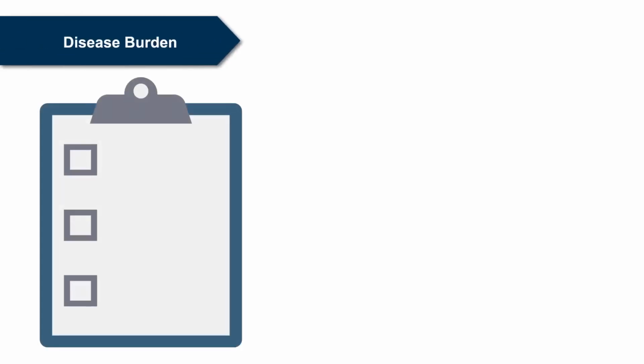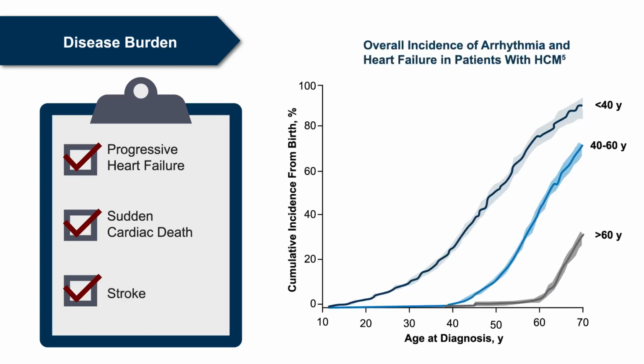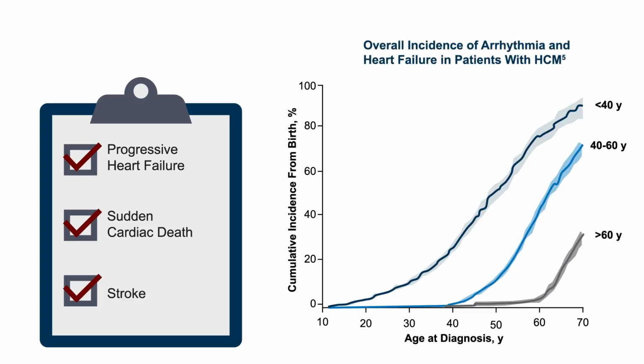When we look at the lifetime burden of disease, we see that it is dominated by 3 main outcomes: progressive heart failure, sudden cardiac death, mostly from ventricular arrhythmia, or atrial fibrillation and stroke. The prevalence of these complications relates to the age of onset of disease, with earlier onset associated with a much higher burden for all 3 of these major outcomes in the disease.